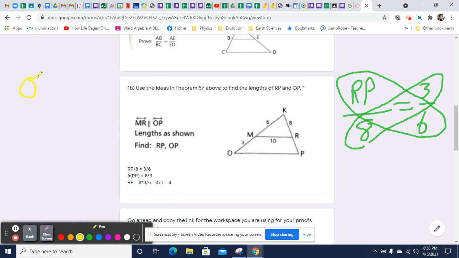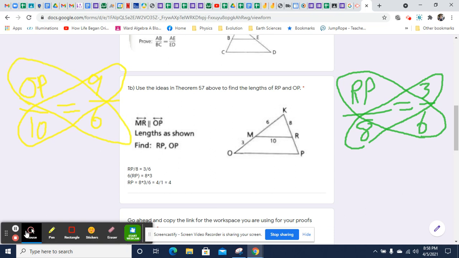So OP is going to be to 10 as 3 plus 6, so that's 9, is to 6. I could also have said 8 plus 4, 12 is to 8, and that would give me the same relationship. So product of the means equals the product of the extremes, and I can start solving.